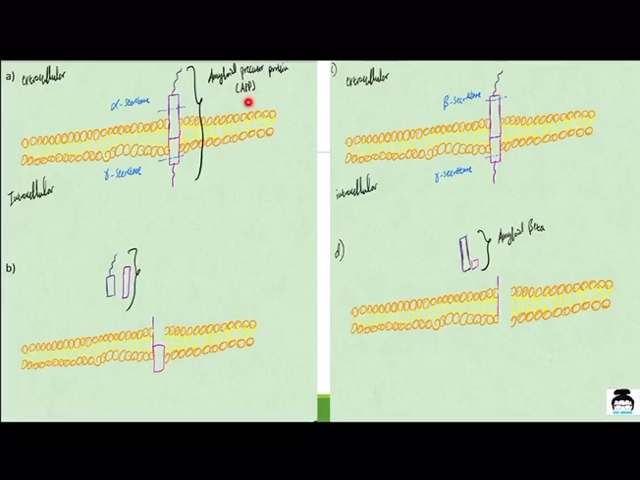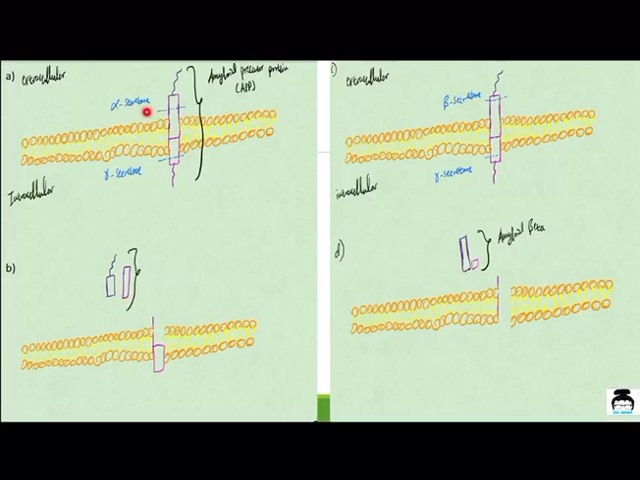Now, basically, I forgot to mention that APP has normal functions, right, in the nerve cell. It helps the nerve to grow and be nourished. It helps the neuron thrive. And this is all normal, right? You remove the cleaved portion of the APP once it's no longer needed. But things can go wrong.